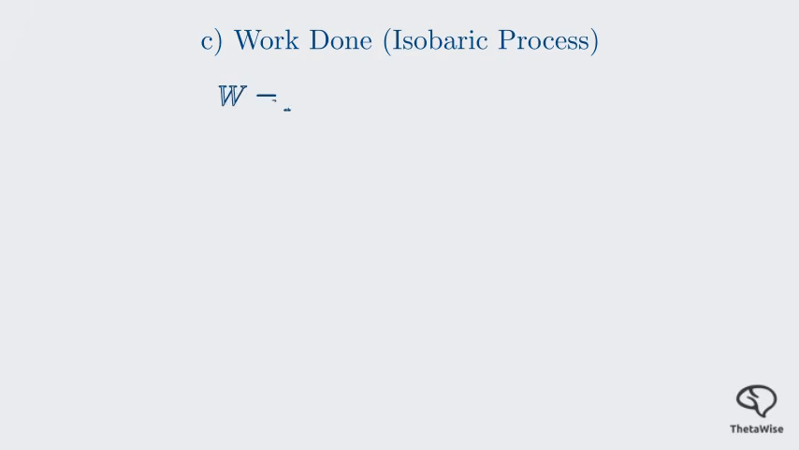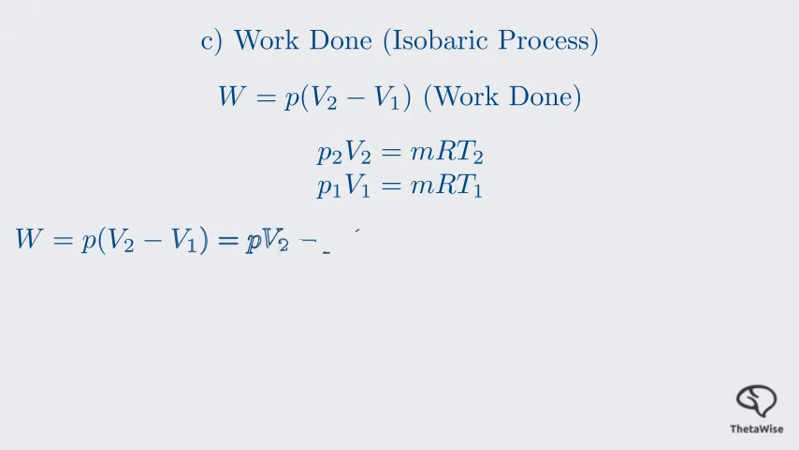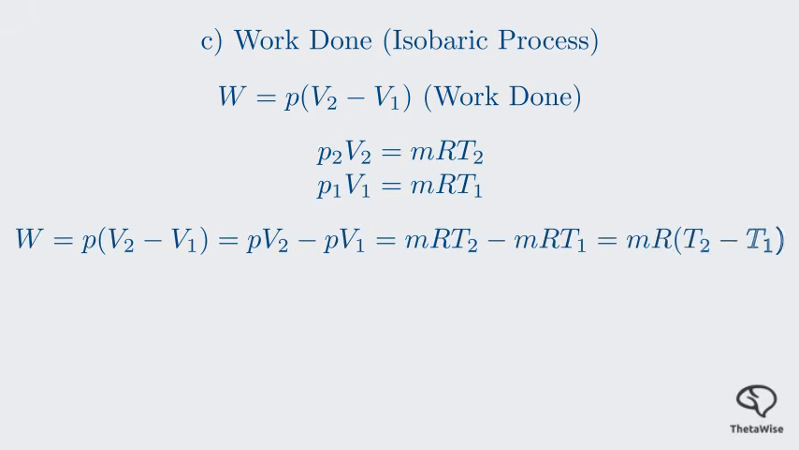So the formula for work done in an isobaric process is W equals P times delta V, or P times the final volume minus the initial volume. Using the ideal gas law, PV equals mRT, we can express this in terms of temperature. We know that PV2 equals mRT2 and PV1 equals mRT1. Substituting these into the work equation gives us W equals mR times the difference in temperatures, T2 minus T1.